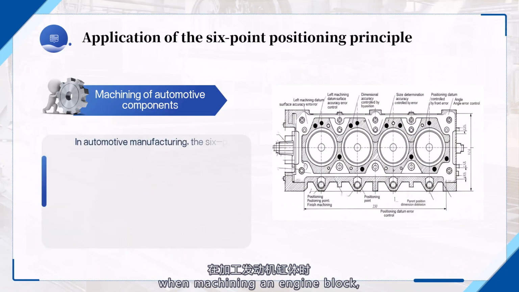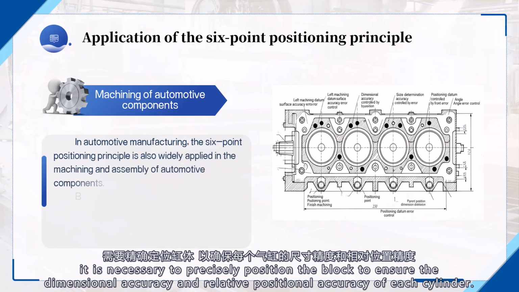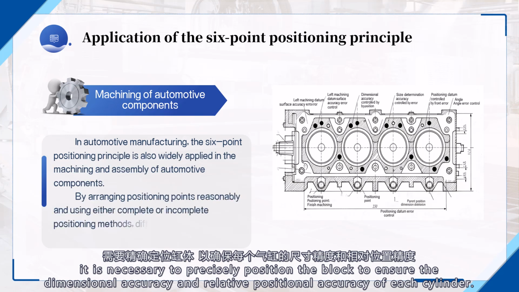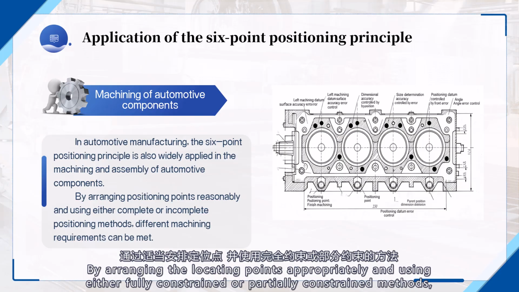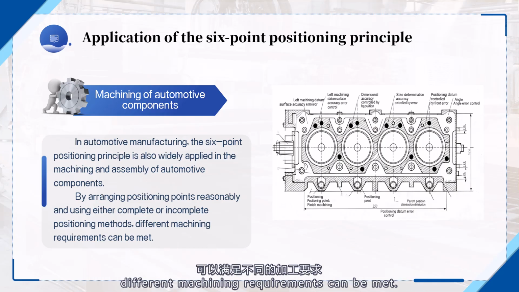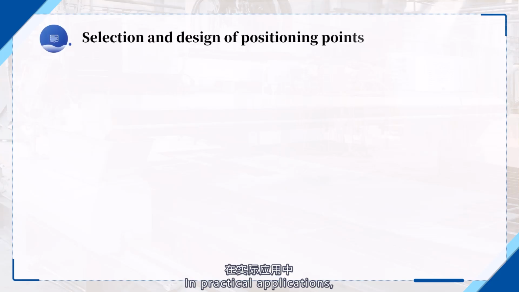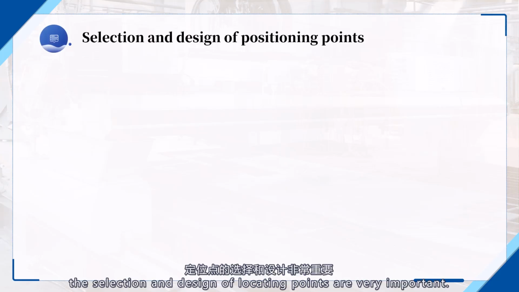For example, when machining an engine block, it is necessary to precisely position the block to ensure the dimensional accuracy and relative positional accuracy of each cylinder. By arranging the locating points appropriately and using either fully constrained or partially constrained methods, different machining requirements can be met. In practical applications, the selection and the design of locating points are very important.